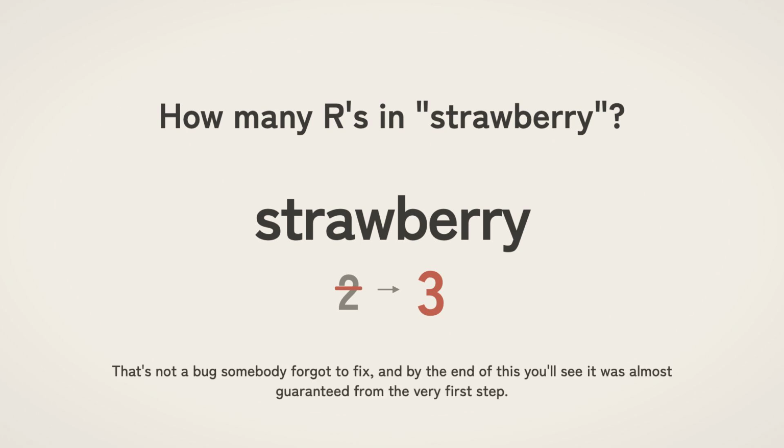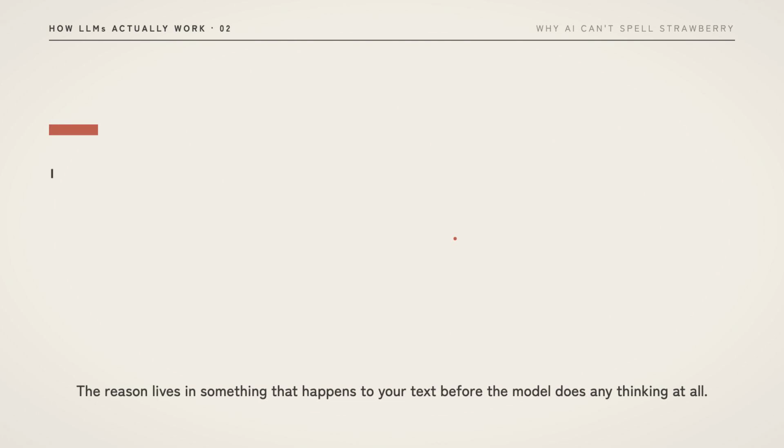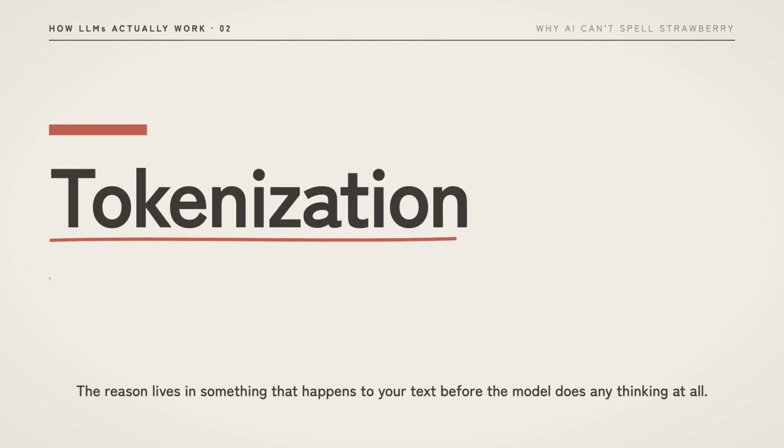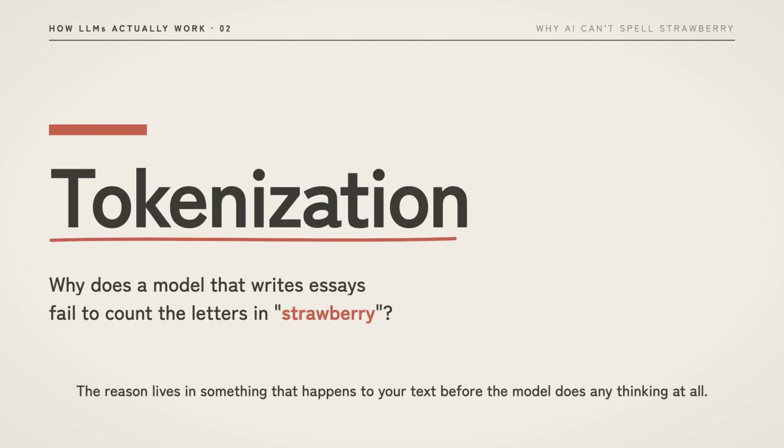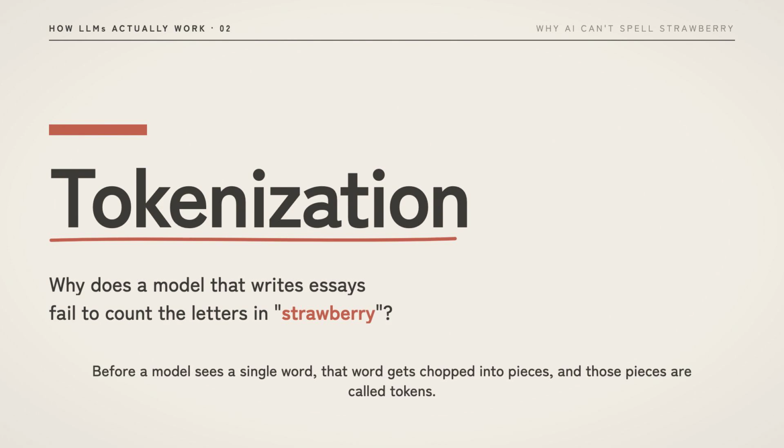That's not a bug somebody forgot to fix, and by the end of this, you'll see it was almost guaranteed from the very first step. The reason lives in something that happens to your text before the model does any thinking at all. Before a model sees a single word, that word gets chopped into pieces, and those pieces are called tokens.